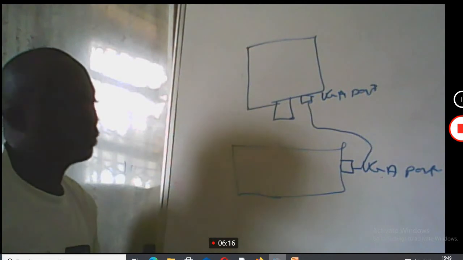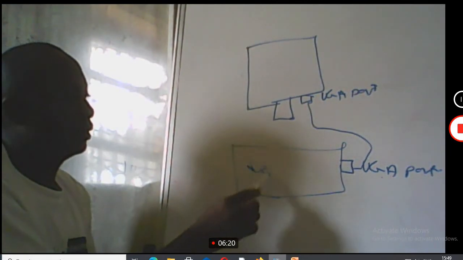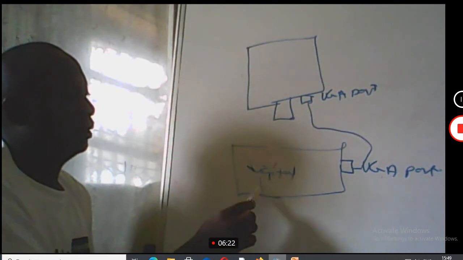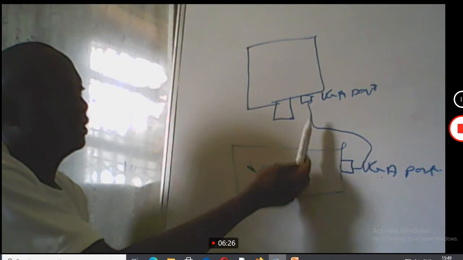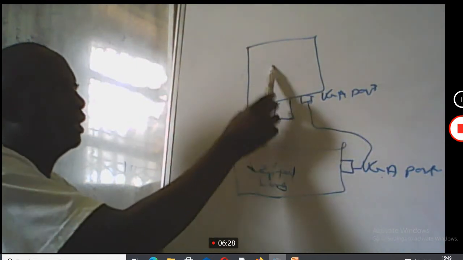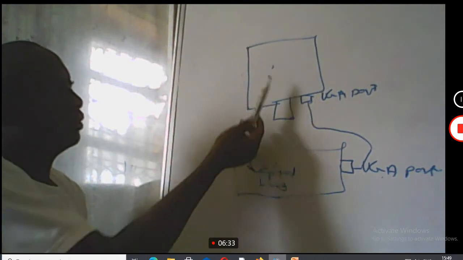Is it okay? So when it comes here now, this one understands the digital language. Is it okay? But this one here does not. So it's this cable that reads, that stands in between the monitor and the computer itself. Are we together? So these ones here, it is analog.